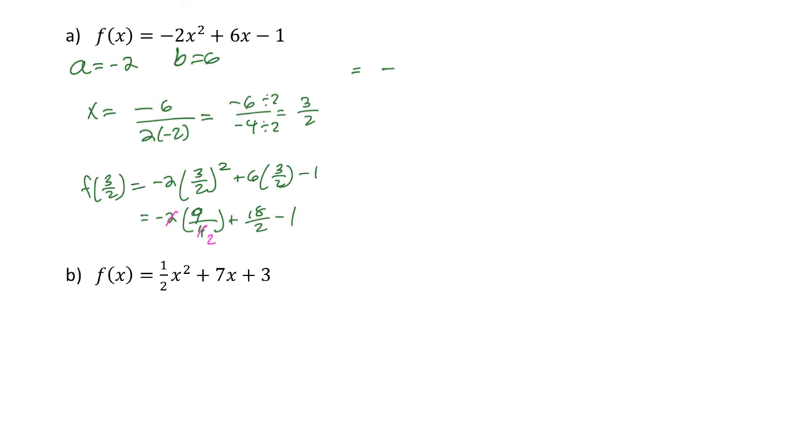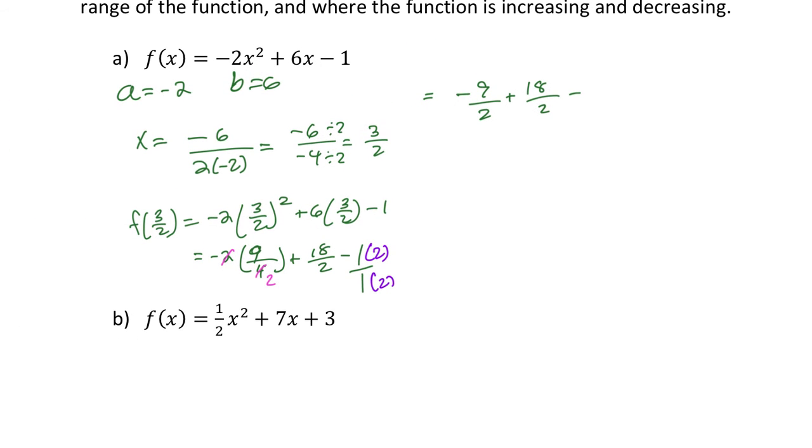So I got -9 over 2 plus 18 over 2. As you can see, my common denominator there is 2. Remember that we have a 1 here, so I have to multiply this denominator times 2 and this one times 2, so I can convert that fraction and I'm able to subtract. So minus 2 over 2. That means I get -9 plus 18 is 9, and 9 minus 2 is 7 over 2. So that means that my vertex in this case is 3/2 and 7 over 2.